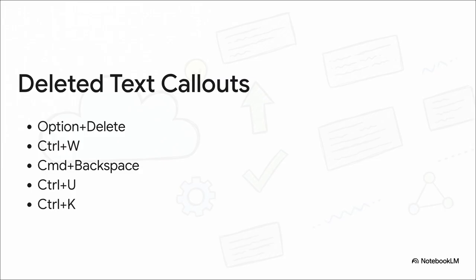When you're in the --ax screen reader mode, the tool now actually announces deleted text when you use common shortcuts. We're talking Option Delete, Control Delete, Command Backspace, Control U, and Control K. Previously, hitting those might just leave you completely in the dark about what exactly just vanished from your prompt. No more guessing. You get immediate, audible feedback on your deletions.